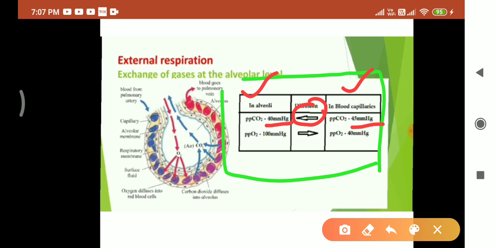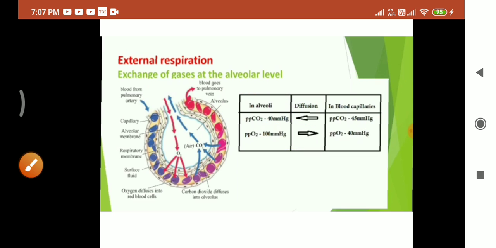Just the opposite, when you see oxygen: 104 mmHg in the alveoli, because of inhaling, you are taking oxygen from the environment. So the partial pressure of oxygen in the alveolus is higher, and the capillaries require this oxygen because they are doing metabolic activities. Every time oxidation processes occur, the level of oxygen decreases inside the blood capillaries. So the diffusion is from alveolus to blood capillaries. I hope this whole concept is clear.